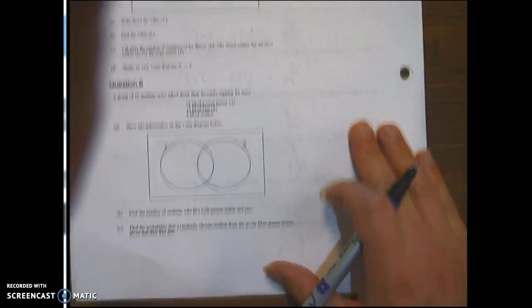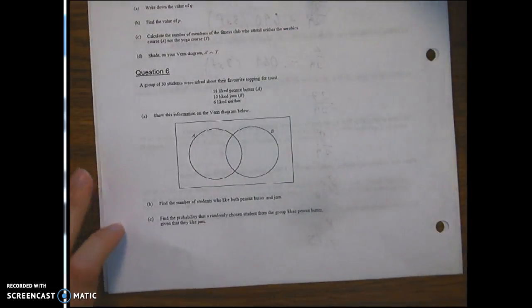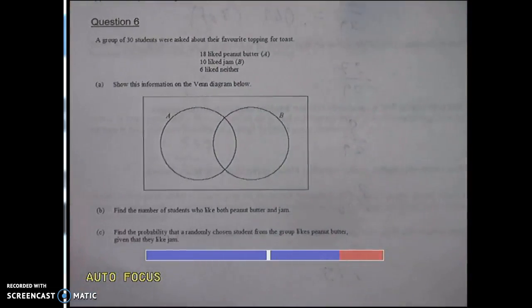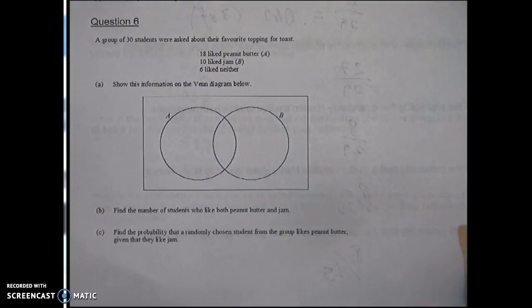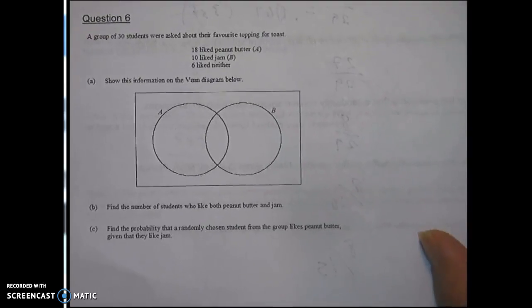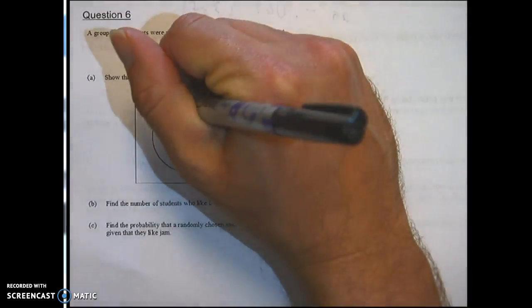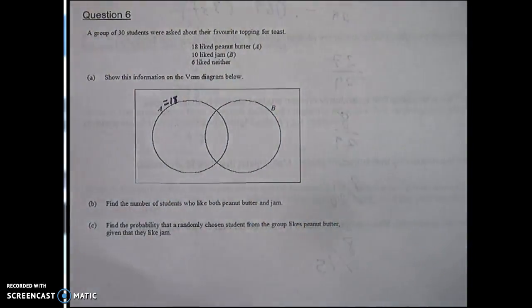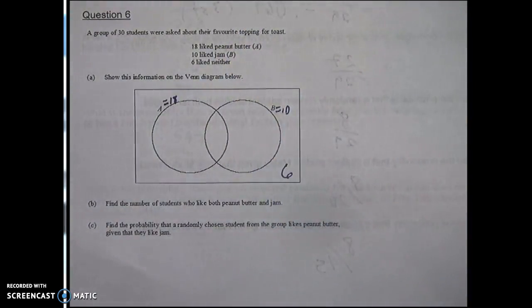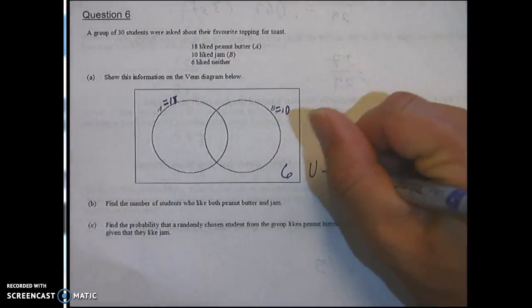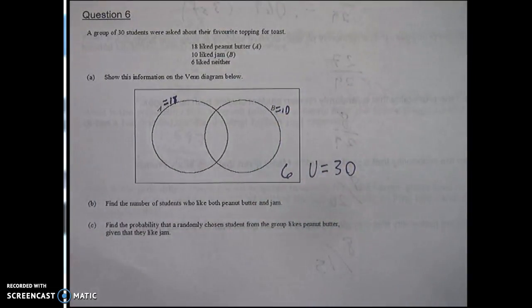I want to do one more. We'll be done talking about Venn diagrams. The last thing that I've not yet talked about is question 6 here. And it's a formula that we haven't talked about yet. A group of 30 students were asked about their favorite topping for toast. 18 liked peanut butter, that's A, so I'm going to say A equals 18. 10 liked jam, that's B, so B equals 10. 6 liked neither, I'm going to put that 6 right there. And I happen to know the universe is equal to 30. Find the number of students who like both peanut butter and jam.